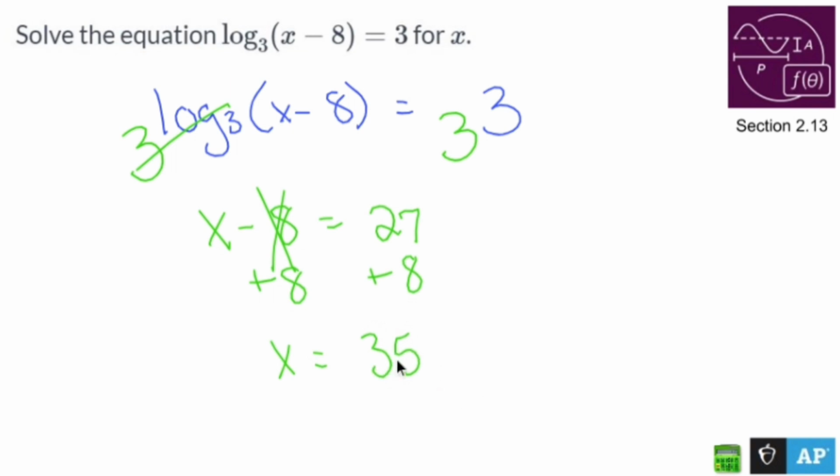Now, before you just circle it and call it a day, make sure always, if you're solving a log, you're allowed to plug that number in. In other words, if I were to go up here and plug this number in and get log of a 0 or log of a negative, you can't do it. But I am allowed to do this because log of 35 minus 8 is log of a positive number. This is allowed. That is our guy. Did I need you, Mr. Calculator? No, get out of here.